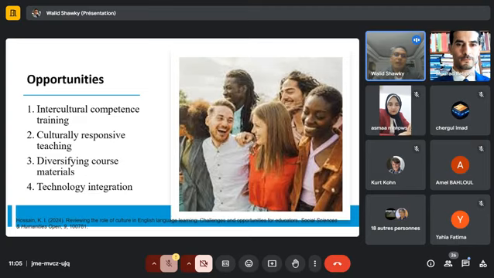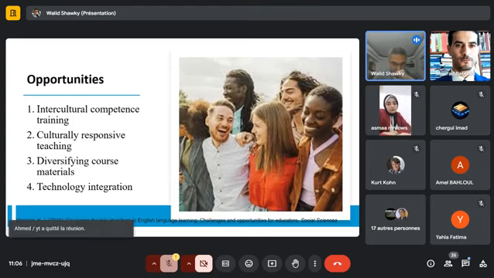We need to make sure that our teaching is culturally responsive to our students' needs. Okay, so the content that I provide to my students meets their expectations. It doesn't go against their values. It doesn't go against their principles. It doesn't go against the religion. Okay, diversifying course materials. So we can use pictures, we can use online resources like the examples that we watched. And also, it's important to integrate technology.